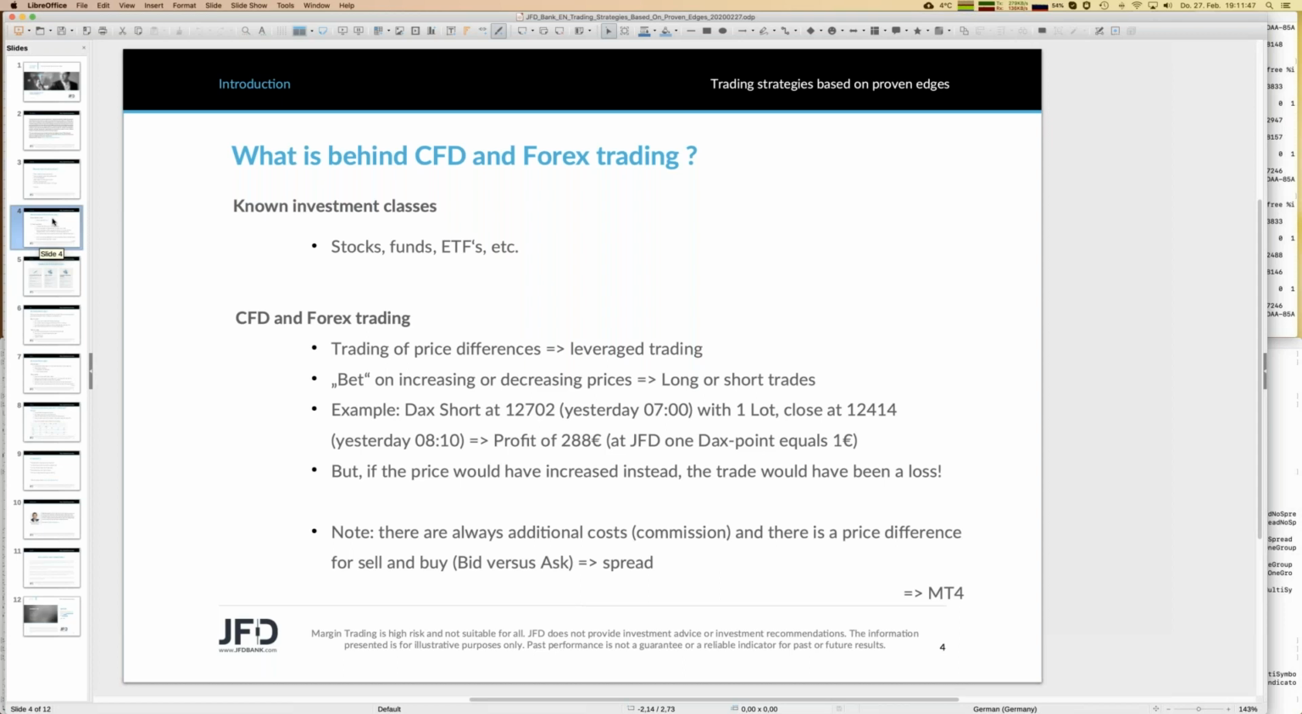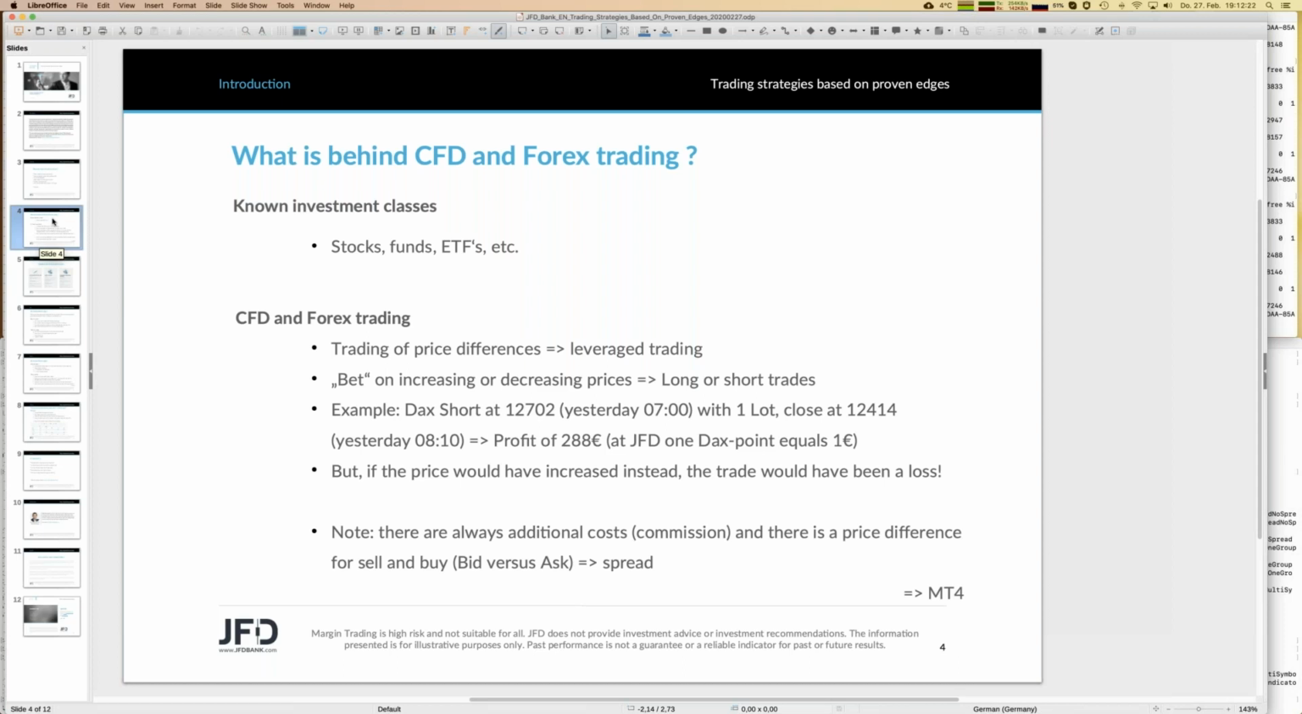And if I would have opened a short trade at 7 a.m. with just one lot, and we have to talk about lots later once again, just 1 hour and 10 minutes later, the price of the DAX was already at 12,414, so 288 points lower. Since I would have opened a short trade, that would be 288 euros. And one reason behind that is, of course, the 288 points. But if you trade the DAX at JFD, 1 point equals €1.